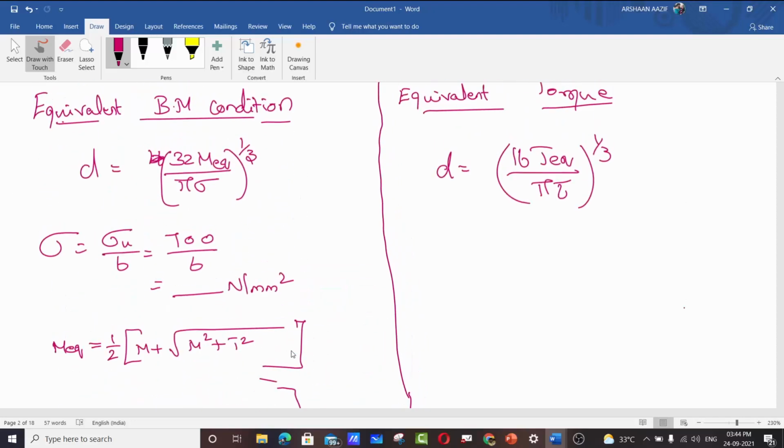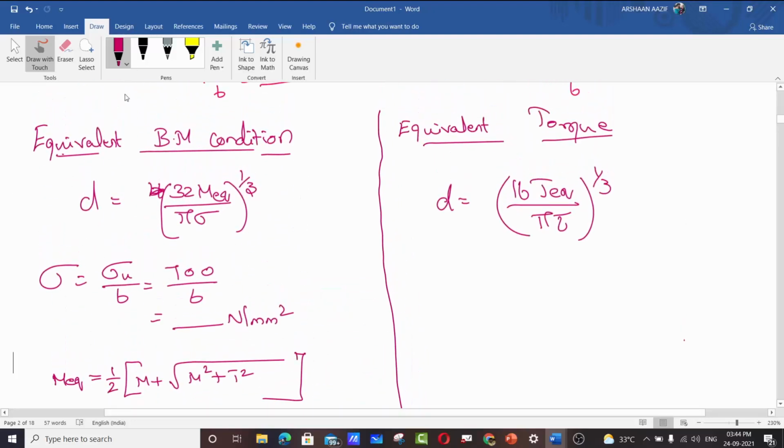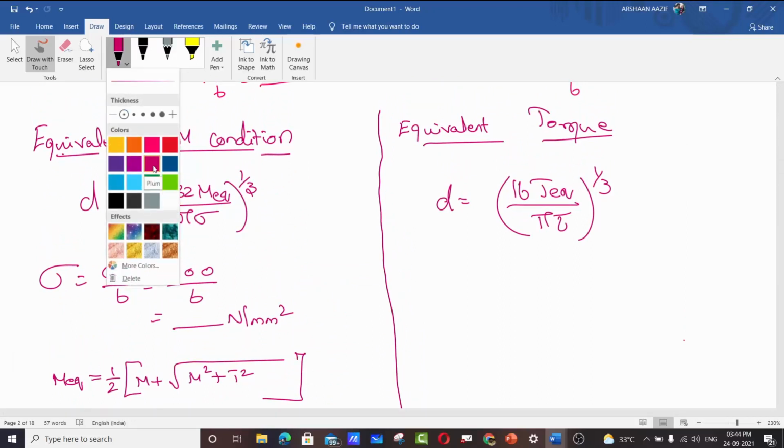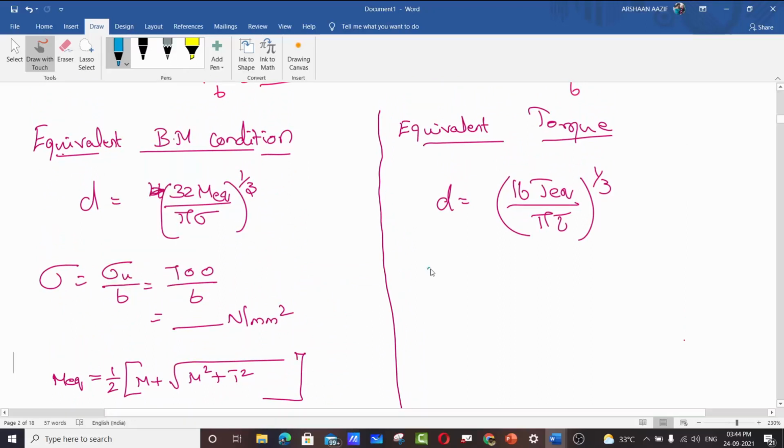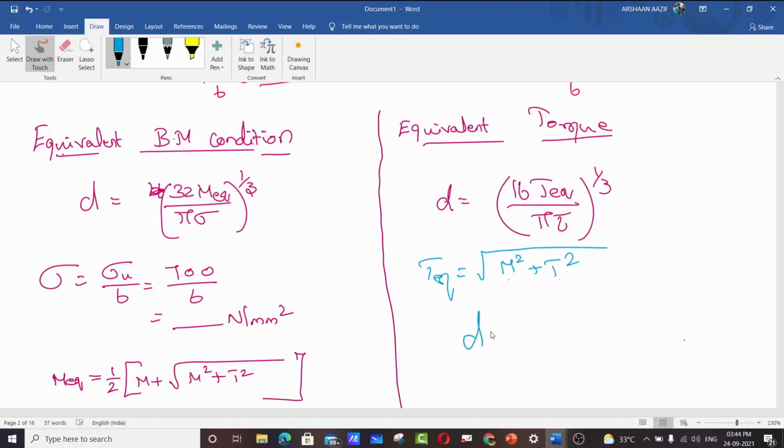Now going ahead with the second condition, that is your equivalent torque equation. The equivalent torque T equivalent is given by root of M square plus T square. Using this equation, where these two values are already known, substituting it here, you will get the value of diameter in mm. Again, this is the minimum diameter that you should satisfy so that the material will withstand the shear stress created due to the combined loading.